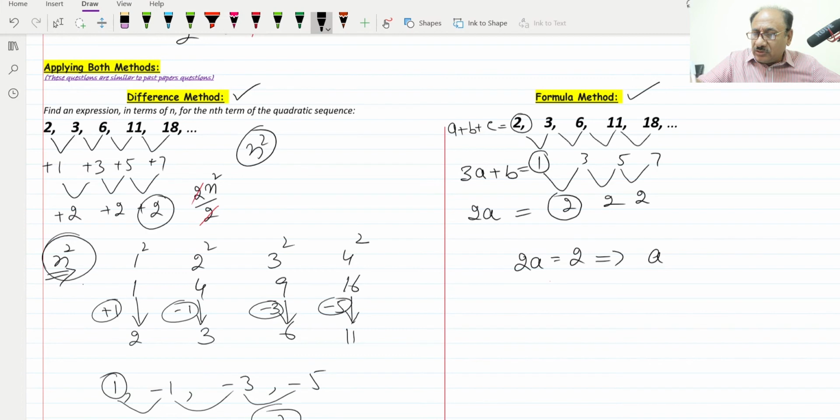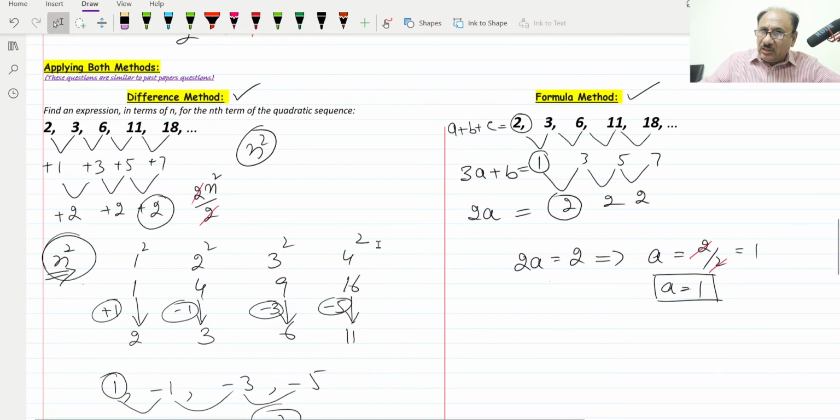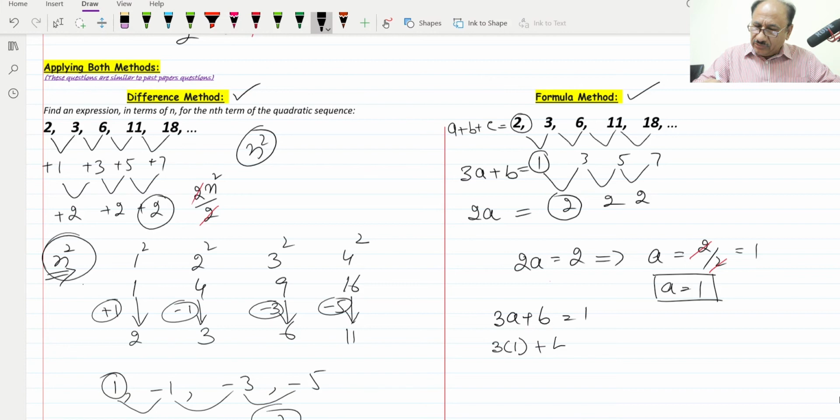This implies what? a is equal to 2 over 2, and after cancellation we can write a is equal to 1. So a is equal to 1. This is the term which we got. Now we can take the second equation, which is 3a plus b is equal to 1. So a is 1, so we replace here 3 into 1 plus b will be equal to 1. So b will be equal to 1 minus 3, which is equal to minus 2. So our b value will be equal to minus 2.